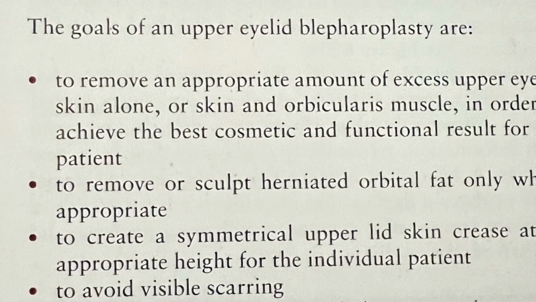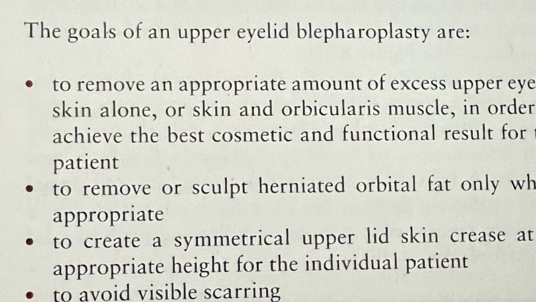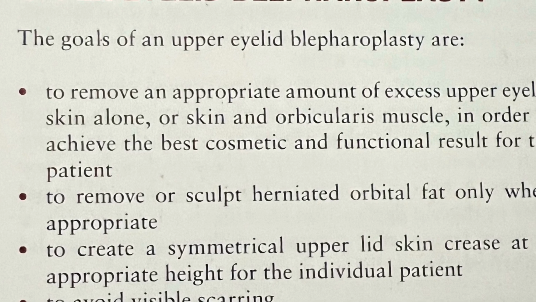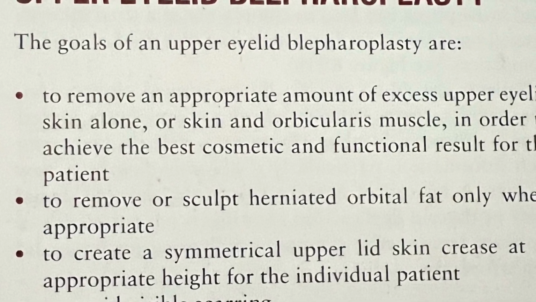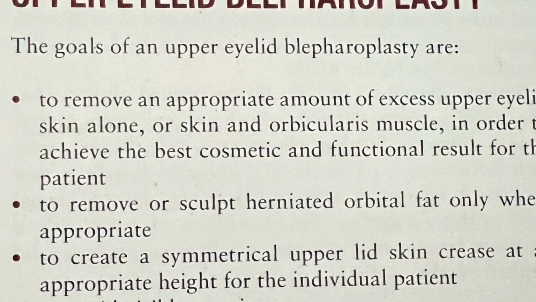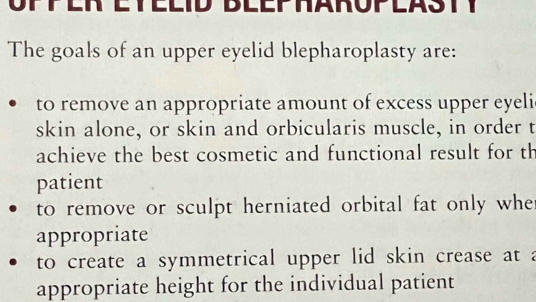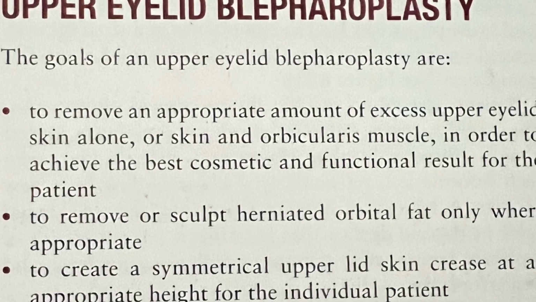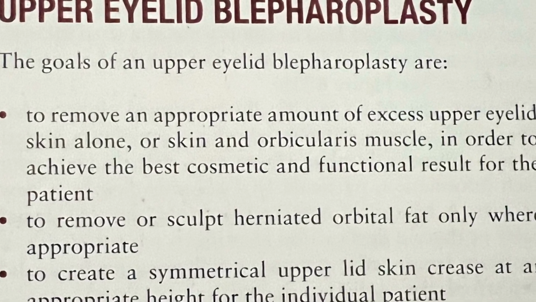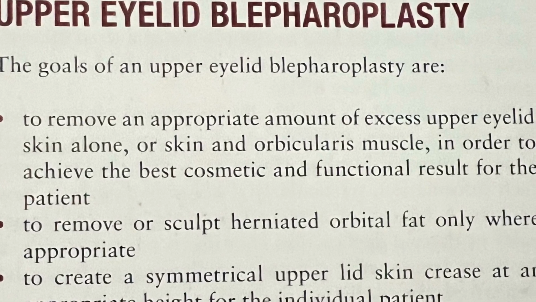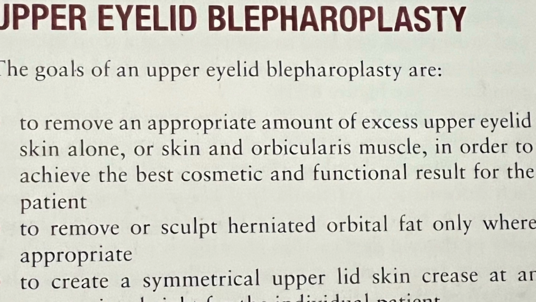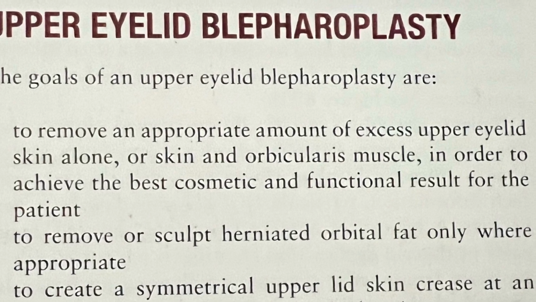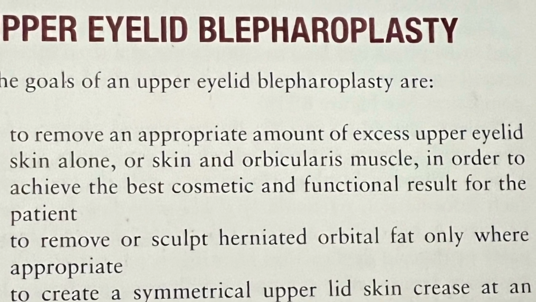The goals of upper eyelid blepharoplasty are to remove an appropriate amount of excess upper eyelid skin alone, or skin and orbicularis muscle, in order to achieve the best cosmetic and functional result for the patient; to remove and sculpt the herniated orbital fat only where appropriate; to create a symmetrical upper eyelid crease of appropriate height for the individual patient; to avoid visible scarring; to avoid secondary lagophthalmos or incomplete blink; and to avoid exacerbating an associated ptosis. So these are the goals of upper eyelid blepharoplasty.